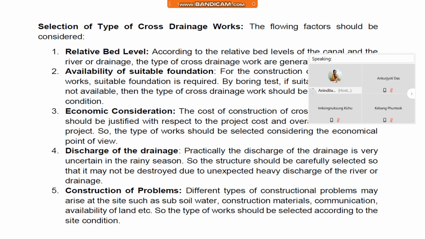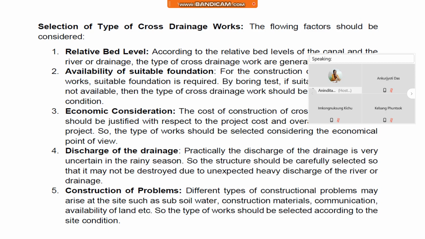Next, selection of types of cross drainage works. The following factors should be considered. The first one is relative bed level. According to the relative bed levels of the canal and the river or drainage, the type of cross drainage work is generally selected. Number 2, availability of suitable foundation. For the construction of cross drainage works, a suitable foundation is required. By boring test, if a suitable foundation is not available, then the type of cross drainage work should be selected according to the site condition.